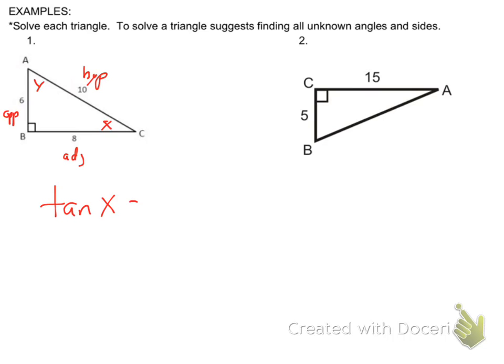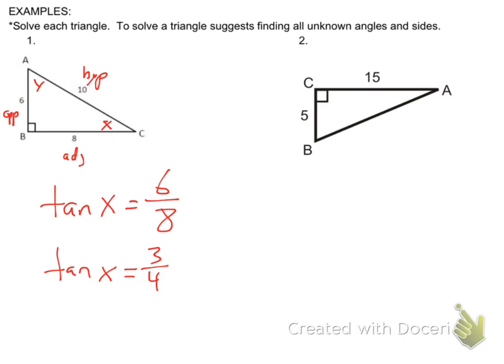Tangent of X is going to equal what? Opposite over adjacent. You can use any of the 3. So, what's opposite? 6 over 8. And now we just have to solve for X. Well, we could simplify that, right? Tangent of X is equal to 3/4 or 0.75.